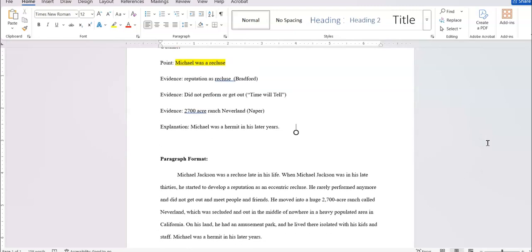Okay. So first off, you're going to move this point down so that it becomes a sentence. It's going to be a topic sentence. So there it is. Michael Jackson was a recluse late in his life. That's our main point. That's what the entire paragraph is about. That's the only thing we're going to prove.